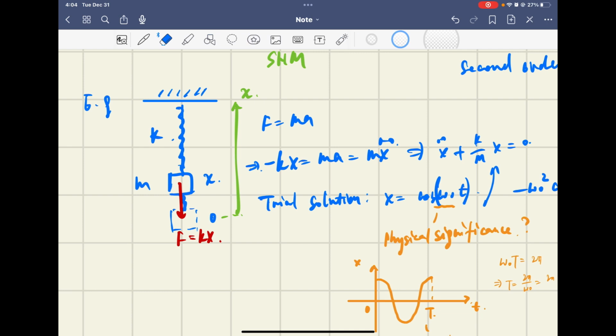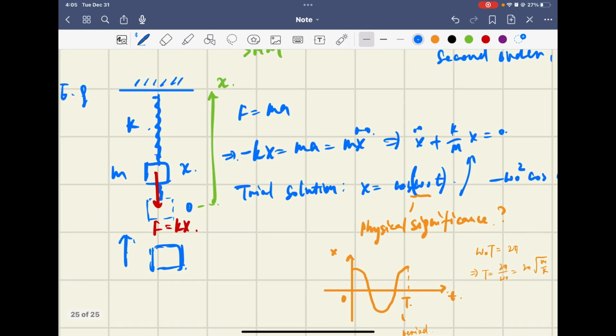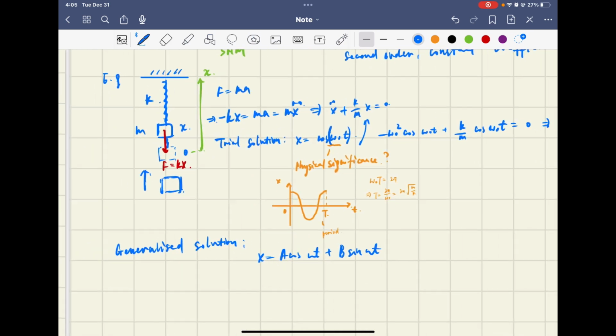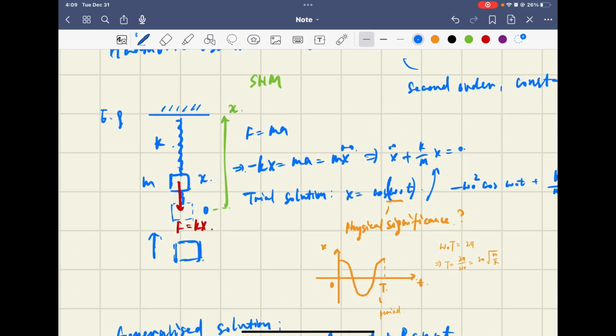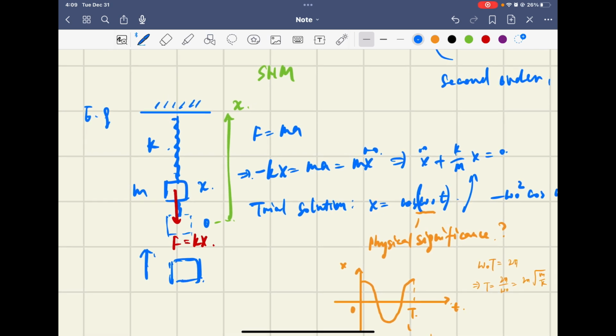Like if the block is moving downwards and reaches here, it will obviously receive a force pointing up, because the spring is stretched. So the force is always against the direction of motion. With that being clear, we can establish the equation that describes this motion.